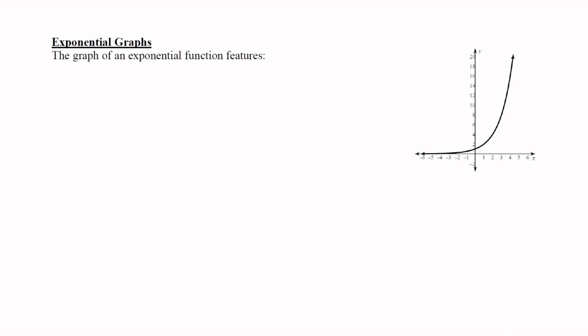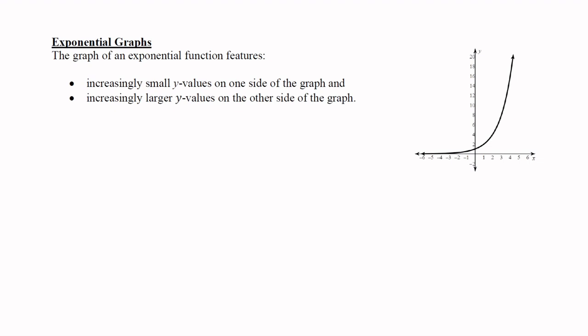The graph of an exponential function features increasingly small y values on one side of the graph and increasingly larger y values on the other side of the graph. You can see on the graph here on the right that as we go in the positive x direction, our y values are getting increasingly larger. But if we get to the left side of the graph, where x is becoming more negative, our y values are becoming increasingly smaller.